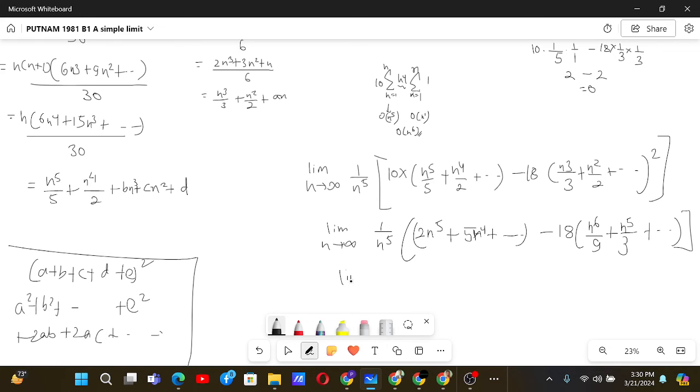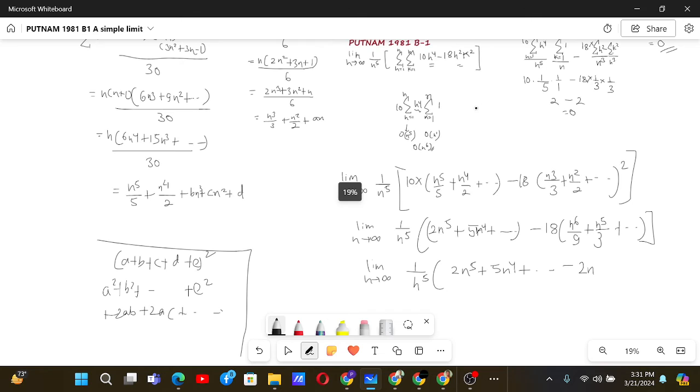Okay, so we have limit n goes to infinity, 1 by n to the power 5. So this is 2n to the power 5 plus 5n to the power 4 plus some other numbers minus 2n to the power... oh, okay, wait, here I just summed s to the power 4, but I also have to sum 1 over here. That gives me an extra n, that gives me some changes. Okay, so 2n to the power 6 minus 5n to the power 5 minus 2n to the power 6.